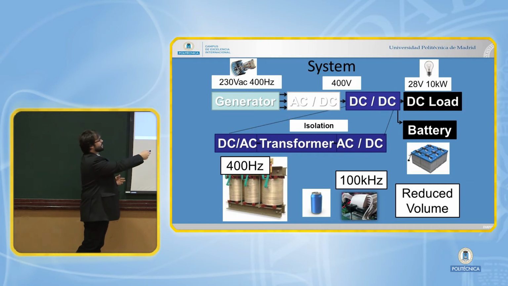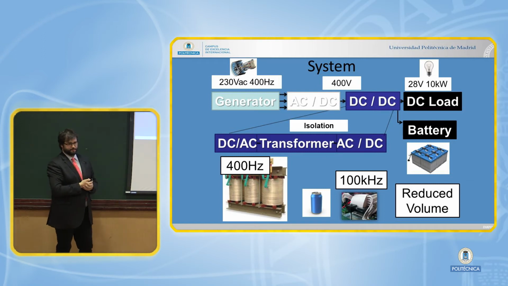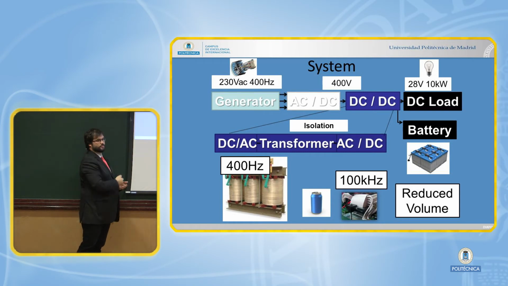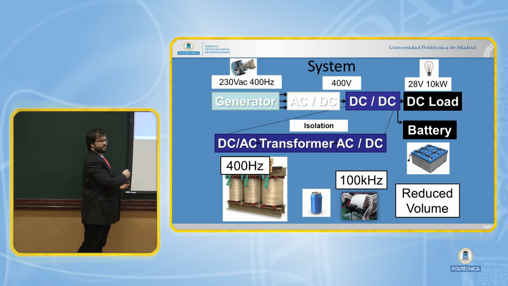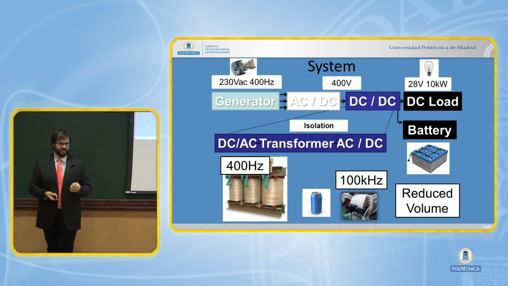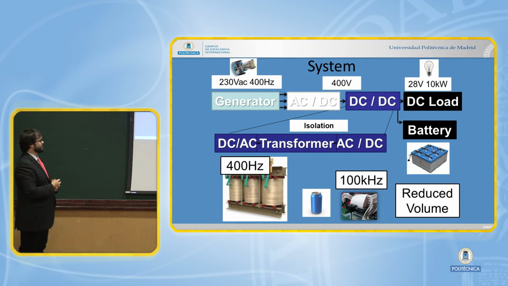And in this converter, we can put the isolation, which is a transformer. But transformers don't work with DC current. So we need to change again to AC power. And you can say that this is stupid because we already had AC power. But with this change, what we can do is to increase the frequency. And with increased frequency, we will have a reduced volume of the transformers and all of the magnetic components.